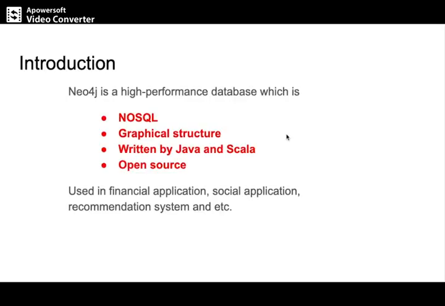neo4j is a high-performance database, and it is one of the most famous NoSQL databases, and because of its graphical structure, it can handle complicated relations in data. So it is widely used in financial applications, social applications, and recommendation systems. And it is written in Java and Scala, and the software is open source.